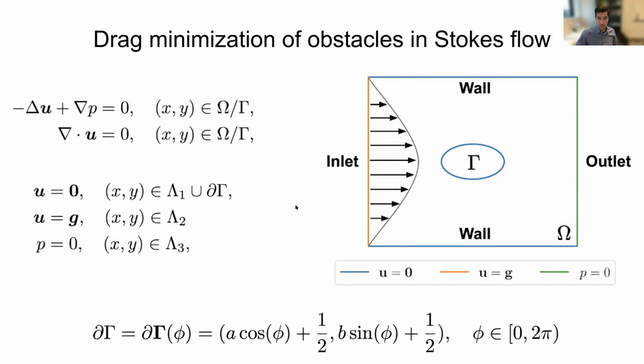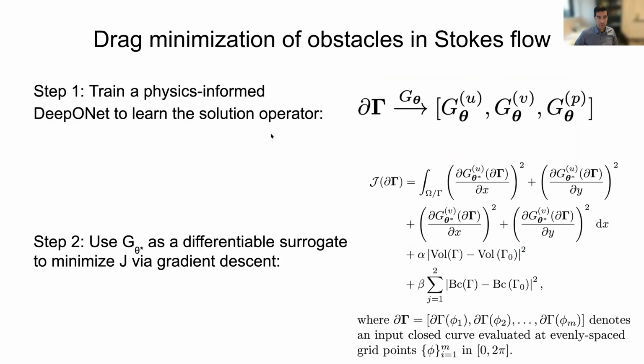As I mentioned, this is a two-step process, the way we have approached this problem so far. So step number one requires us to train a physics-informed DeepONet to learn the solution operator that maps any given obstacle geometry to the associated solution of the Stokes PDE. So for that, we have to employ a DeepONet that takes a representation of the object geometry, and then as an output, it produces the full spatial solution for the U velocity, the V velocity, and the pressure in a way that the Stokes equation is satisfied.